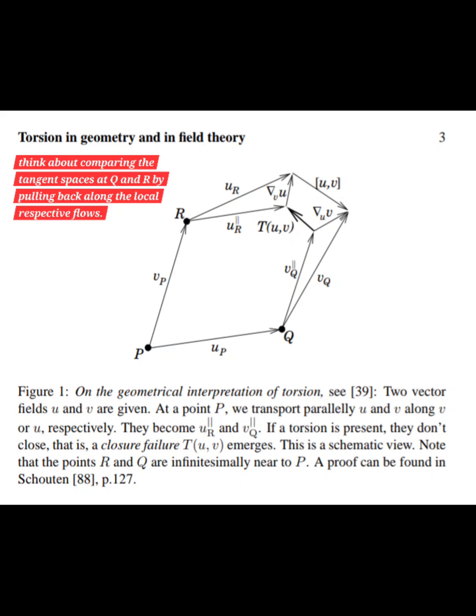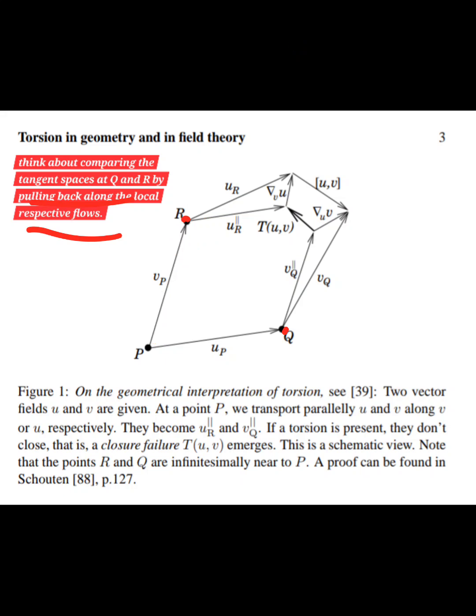I'm just learning this subject right now, so if you have a better explanation, if you are more of an expert in this topic, please let me know. But my current understanding is that we're comparing these vectors by pulling them back along the respective flows. This vector is going to induce some flow, some geodesic flow, and we can imagine that there's a geodesic connecting P and R. And similarly, there's a geodesic connecting P and Q. And these geodesics are parameterized by some flow. That flow is due to the vector field V.